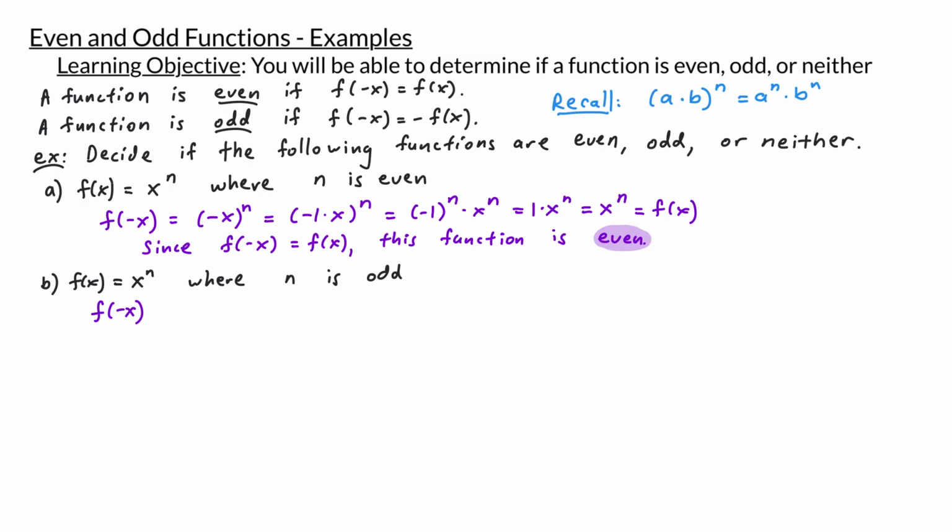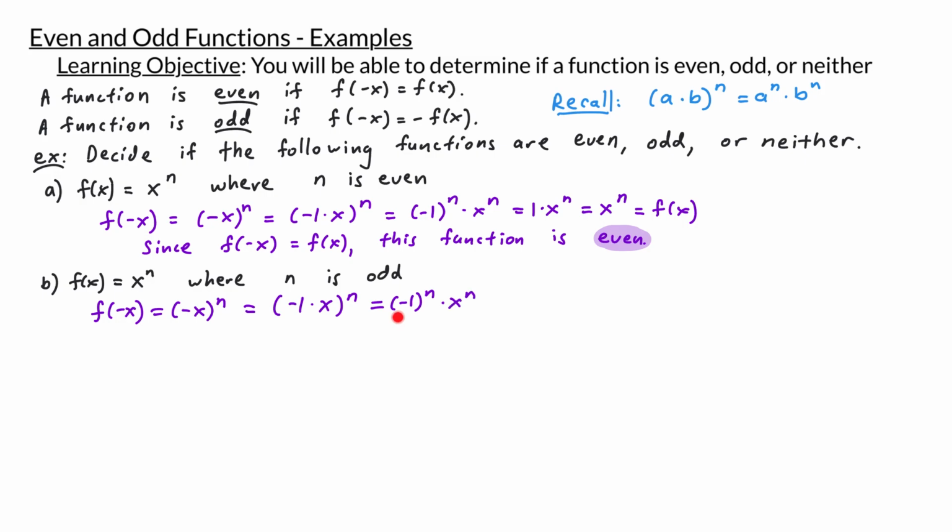So taking our function and plugging in negative x, we get negative x to the power of n. Again, we can rewrite the negative x as negative 1 times x raised to the power of n. And then using our exponential property here, we can rewrite this as negative 1 to the power of n times x to the power of n.